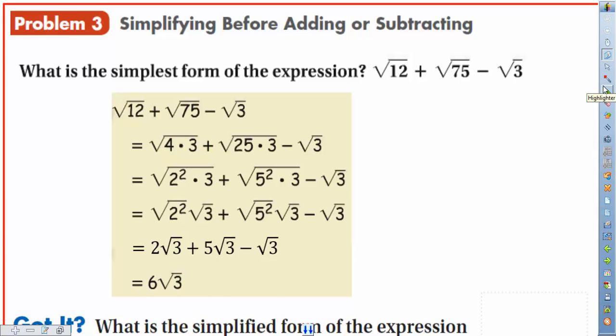Alright, so let's take a look at problem number 3. Many Algebra 2 students, when they first look at problem number 3, think they're stuck and that these problems cannot be simplified. The reason they think that is because of the radicands. Remember that vocab word, the number underneath the square root? We have a 12, we have a 75, and we have a 3.